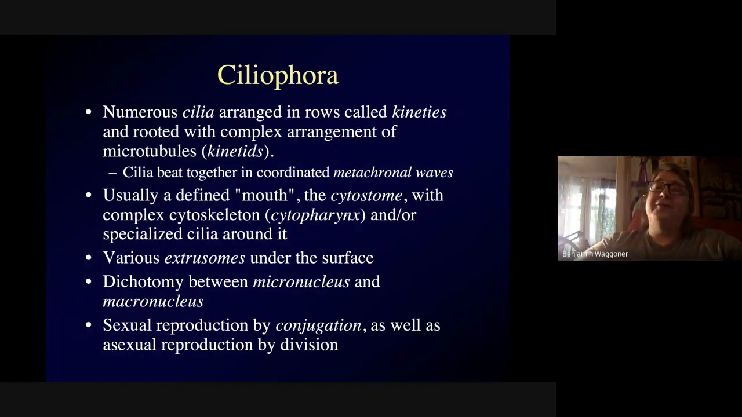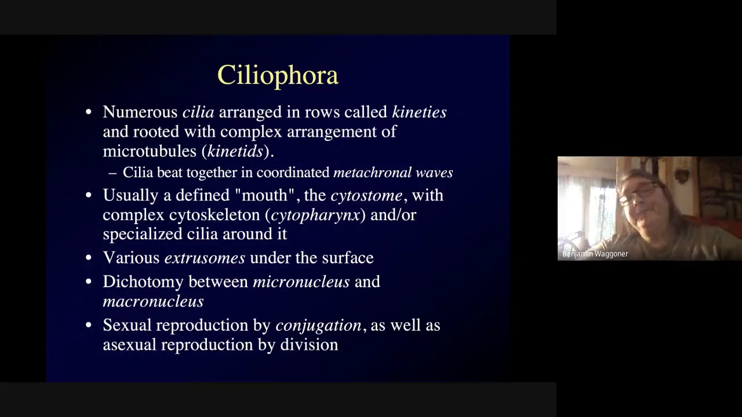The details vary a lot, but often there's a complex cytoskeleton around the cytostome that allows it to open and close. It may be called the cytopharynx. And there's often specialized cilia surrounding the mouth that beat in such a way that they set up currents that draw food particles in. And again, the details of this are often important for identifying and classifying what ciliates you've got.